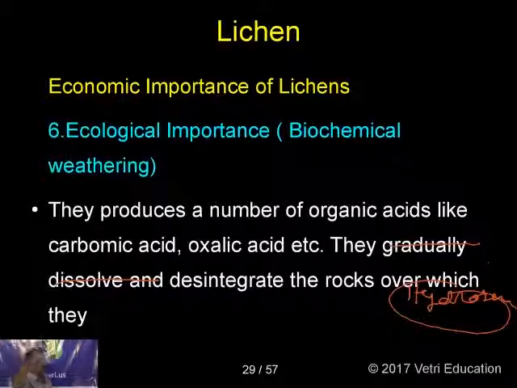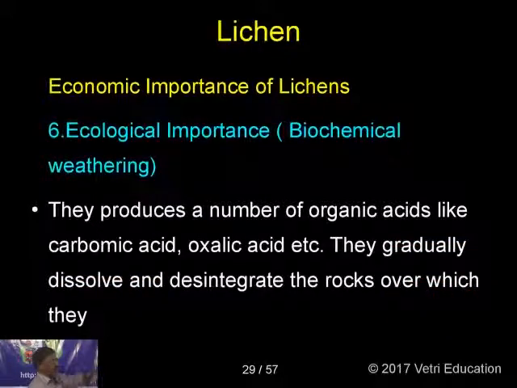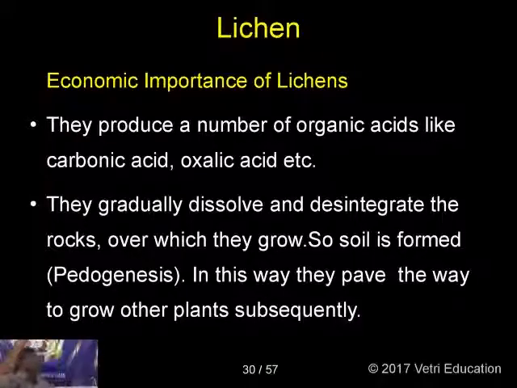They produce a number of organic acids, I told you already, like carbonic acid and oxalic acid etc. They gradually dissolve and disintegrate the rocks over which they grow. Where you find lichens, they produce these acids, dissolve and disintegrate the rock particles and make some soil. Whenever they make some soil, the foliose and fruticose lichens will establish there.